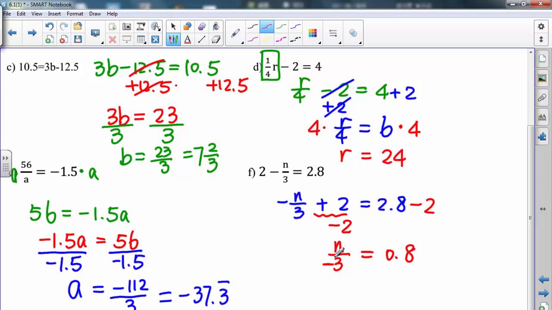It's dividing. The inverse of division is multiplication. So I multiply both sides by negative 3. Negative 3 divided by negative 3, you cancel them out. So it's 1n. 1n equals 0.8 times negative 3. It's negative 2.4.